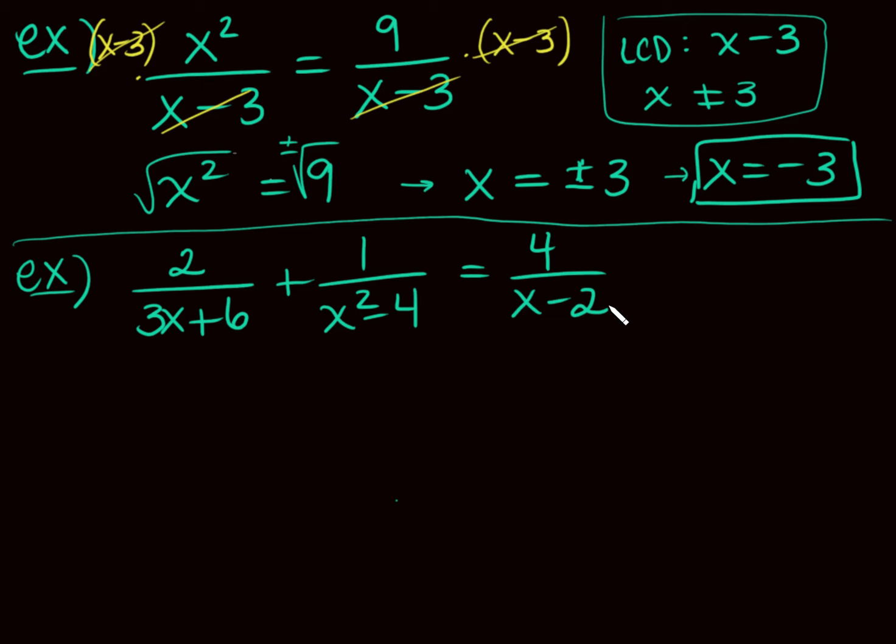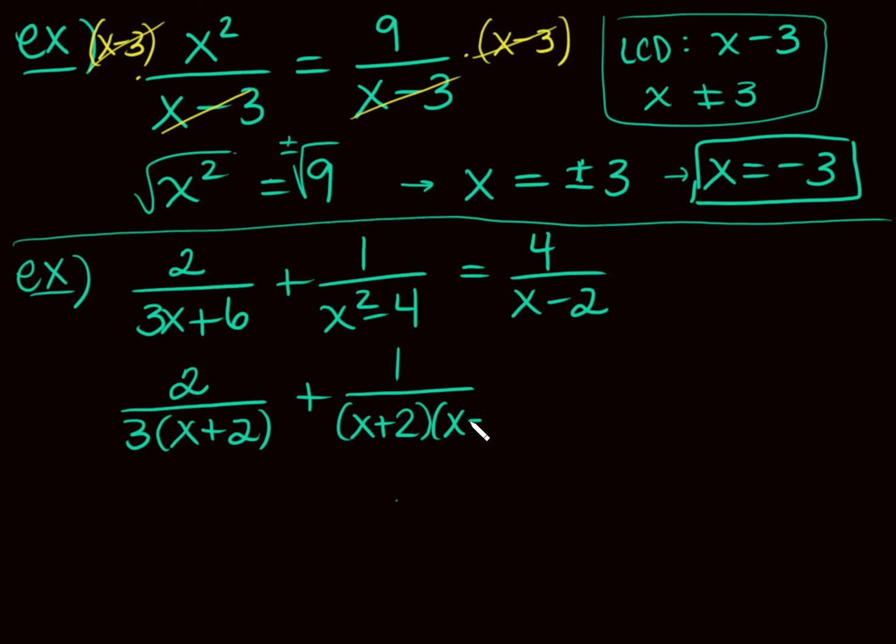Okay, so to find my LCD, what I want to do first is get everything in factored form. So I'm going to have 2 over, let's factor this 3x plus 6, at least everything in the denominator in factored form. X squared minus 4, that's a nice little difference of squares. That's x plus 2, x minus 2. And then on the right-hand side, can't really factor much, but I just get 4 over x minus 2.